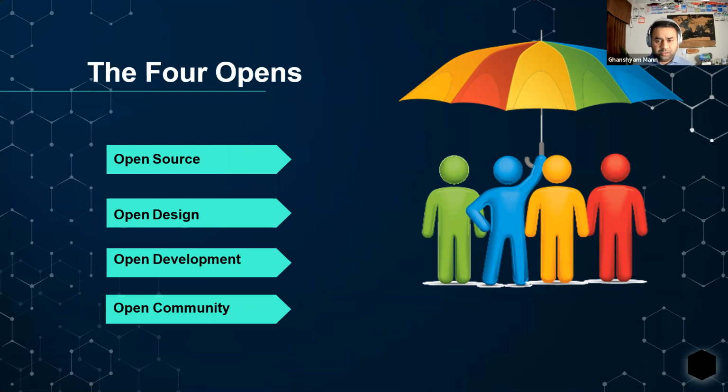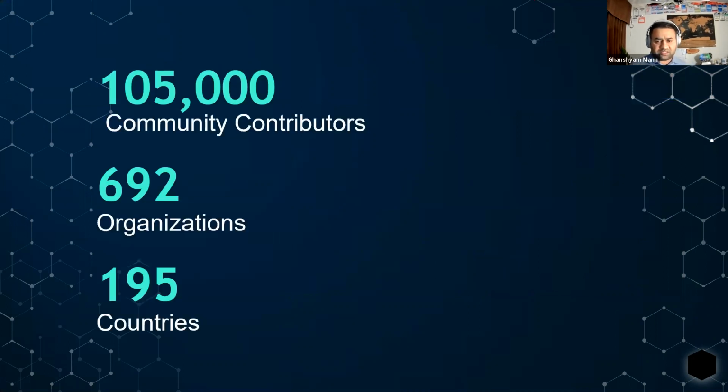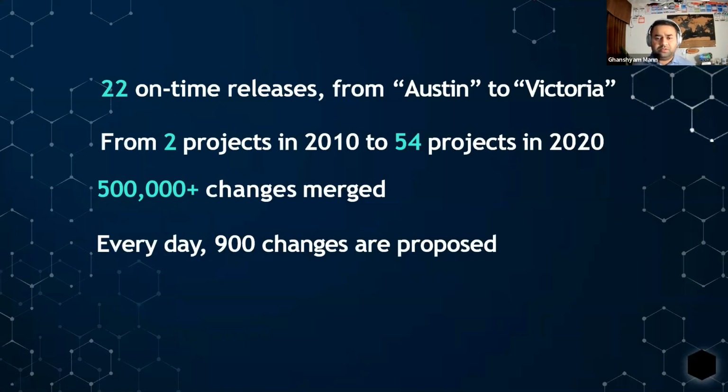And now we will see some of the stats on how the OpenStack community has been and currently is. We had more than 100,000 community contributors, more than 690 organizations from 195 countries. Initially, there were huge developer communities, and the events also had huge participation. Currently it is less compared to those, but we still have very active things going on.